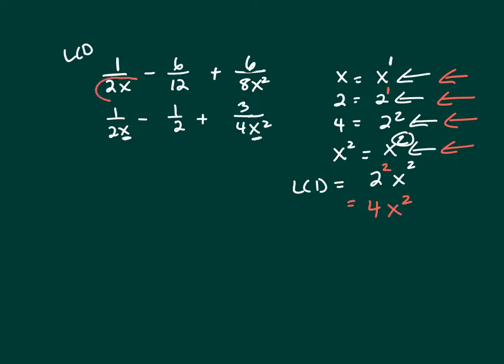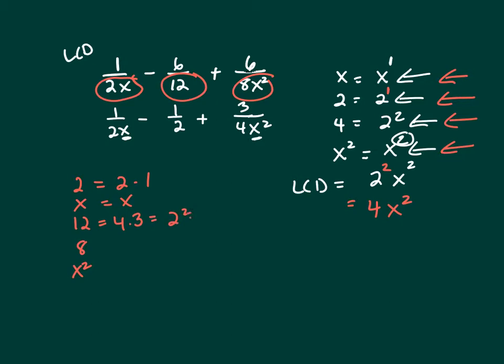Now, if you didn't reduce those, and they may not want you to, I don't think they do want you to, if you started out with a 2, an x, a 12, an 8, and an x squared. Well, that's 2 times 1, and that's just x. And 12 is 4 times 3, but 4 is not prime. That's 2 squared times 3. And 8 is 2 cubed. And, of course, this is x squared.